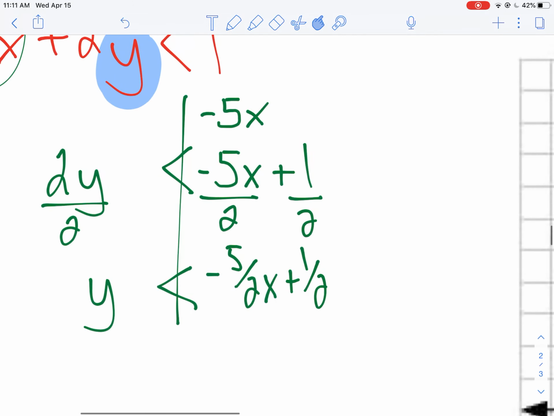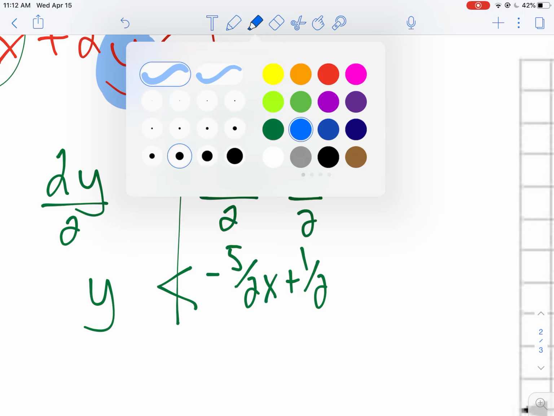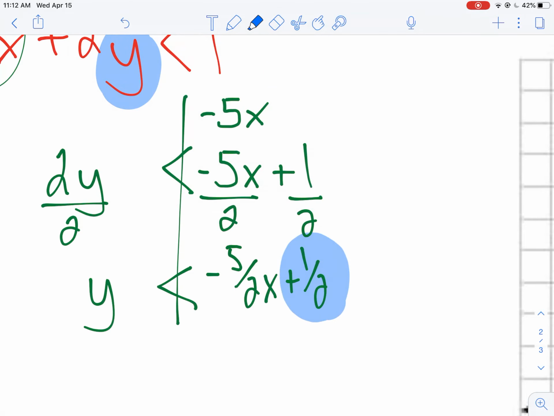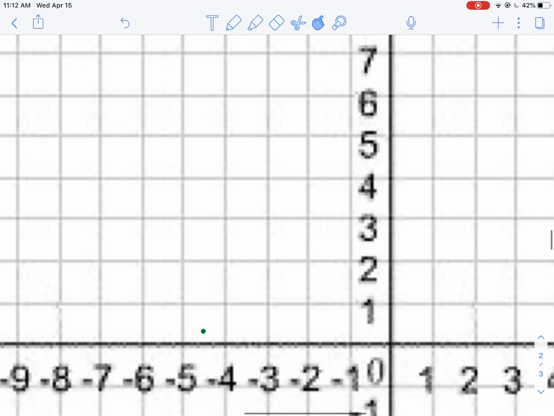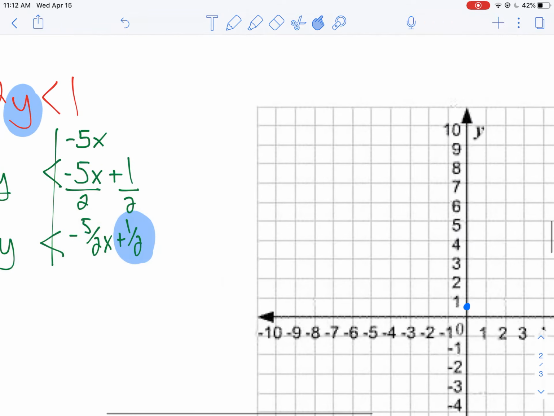All right, so what am I going to do? First, now that I have my y all alone, I want to graph my y-intercept. So I'm going to graph 1 half. I'm going to go to my graph here. I'm going to approximate about where 1 half should be. Should be about right here. That's a good approximation. So I've graphed my y-intercept.